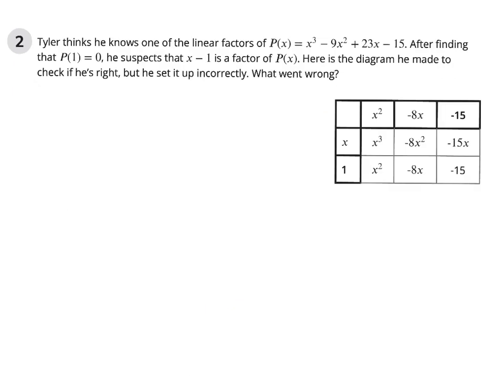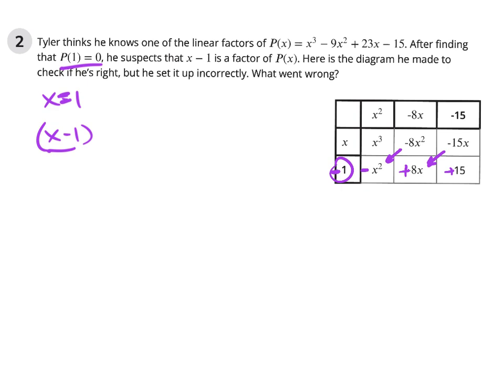Okay, Tyler thinks he knows one of the linear factors after finding p of 1 equals 0. So that means that x is equal to 1. That's the intercept. That tells us when we subtract 1 from both sides, x minus 1 is a factor. Remember, when you have an intercept, you have to change the sign and make it a factor. Okay, so Tyler made a mistake. Our factor is x minus 1. He wrote positive 1. So if we write a negative 1 here, our signs change. And then when we add on the diagonals, we should get our original term back.